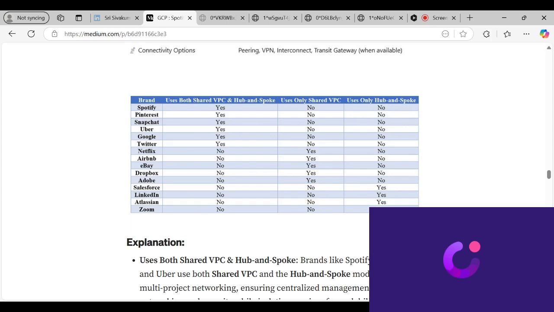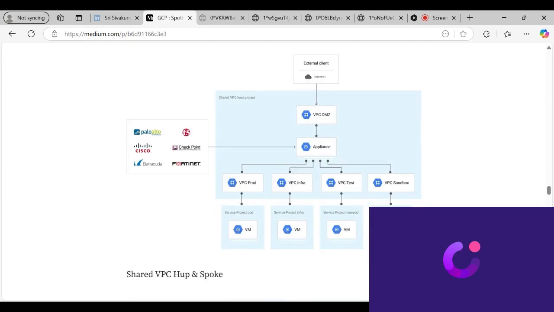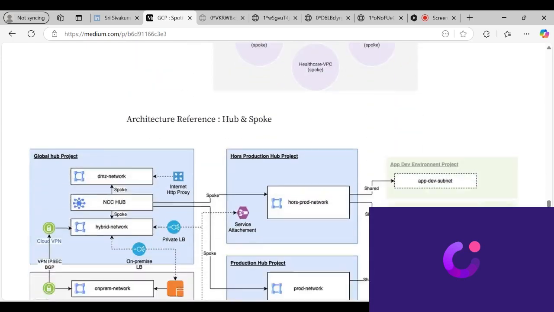And you can see there are so many brands using either VPC, shared VPC, or hub and spoke, or they can use both of them. These are the list of brands using these services, the architecture of hub and spoke and shared VPC. This is the diagram we already discussed.